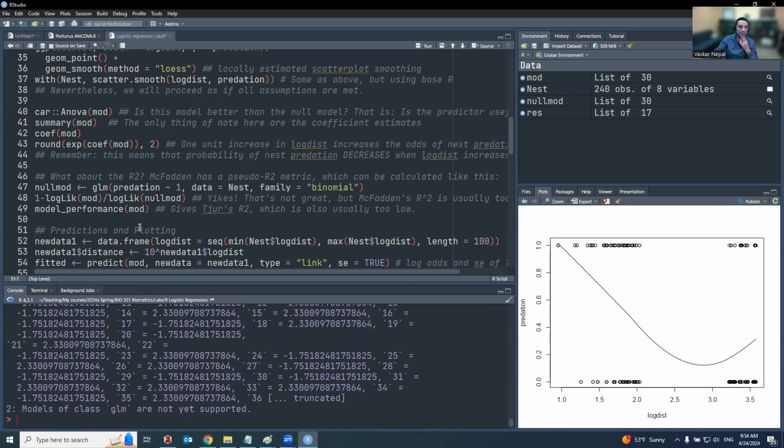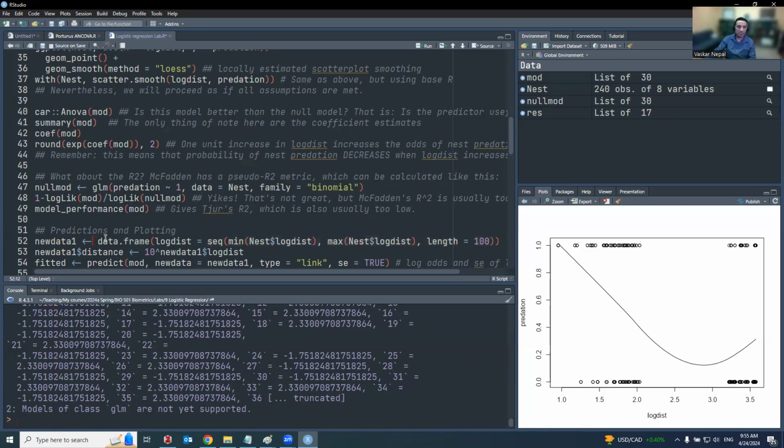So the next step is we will look at actually creating our final plot and checking what the probability of predation is at particular values. To do that, we first create a new data frame called new data 1. So we make that a data frame. For that, we need to provide the column log dist. And for that, we provide values from the minimum of log dist to the maximum of log dist, and we want 100 values between the minimum and the maximum. That's what this is saying.